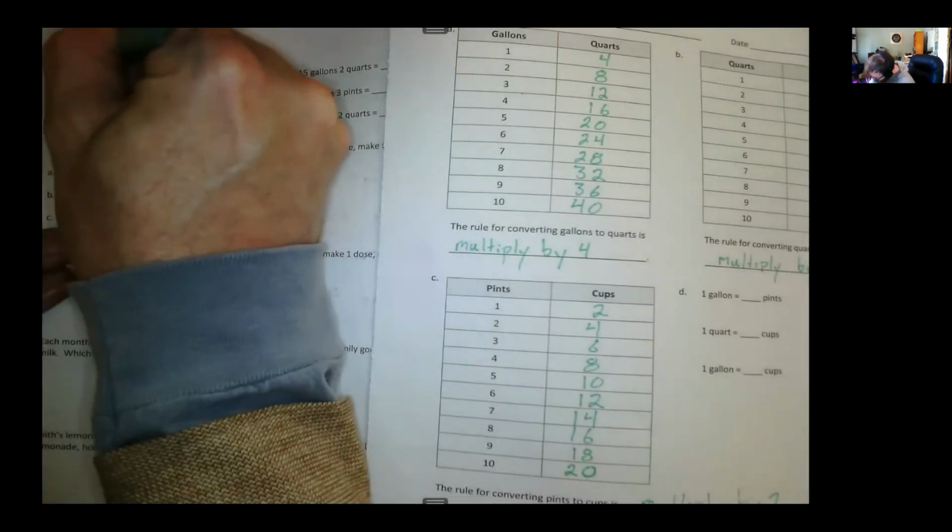More conversions here. 8 gallons, 2 quarts is how many quarts? Okay, this is number 5 on page 124. Well, 8 gallons is 32 quarts, plus 2 quarts equals 34 quarts. 8 quarts, 2 pints. In 8 quarts, I have 16 pints. So we have 16 plus 2 pints gives us 18 pints.